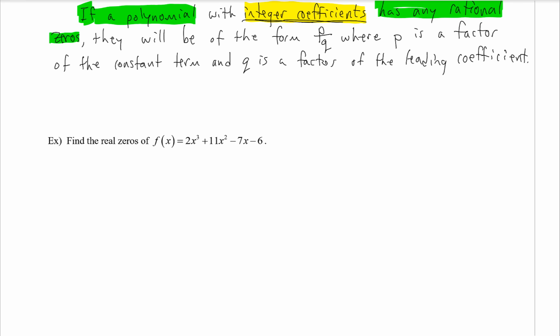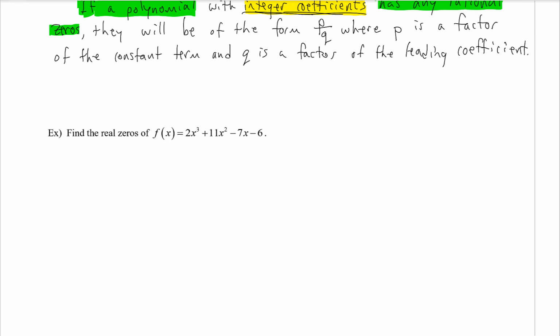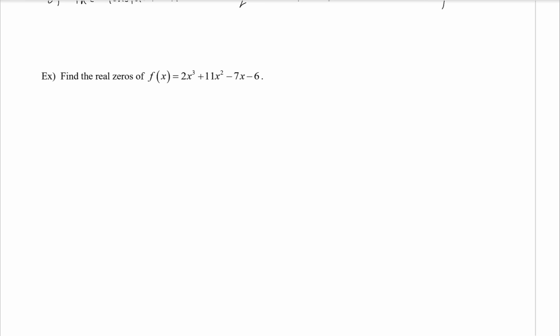So let's give this a whirl. You'll notice you've got quite a bit of room to work, and that's on purpose. So don't write largely. Keep your font small. So let's look at this cubic here. 2x cubed plus 11x squared minus 7x minus 6. So it's definitely a polynomial. Those are definitely integer coefficients. So if you look at that and you think, I don't have any idea how to factor that, so how am I supposed to go find the zeros? That's okay. That's what the rational zeros theorem is going to help us do.